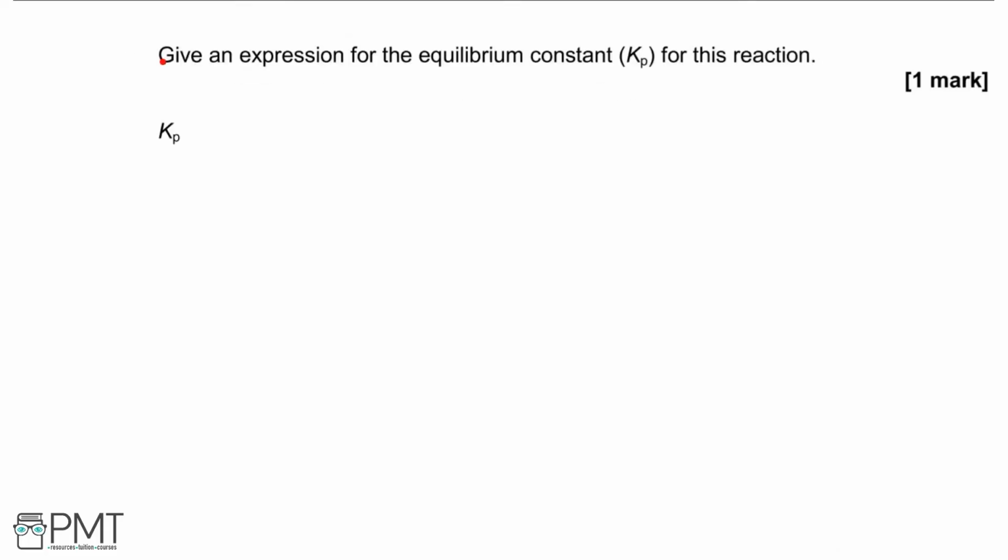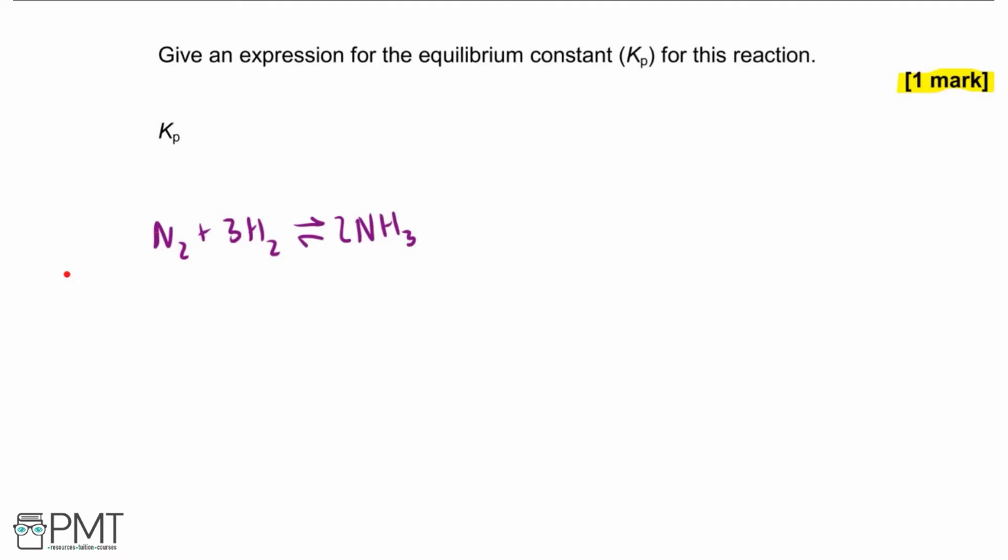Give an expression for the equilibrium constant Kp for this reaction. So this question is worth 1 mark, which means that we need to get the whole expression right in order to get that mark. The expression for the equilibrium constant is going to be derived from our reaction equation, which in this case is 1 mole of nitrogen reacting with 3 moles of hydrogen in a reversible reaction to form 2 moles of ammonia.